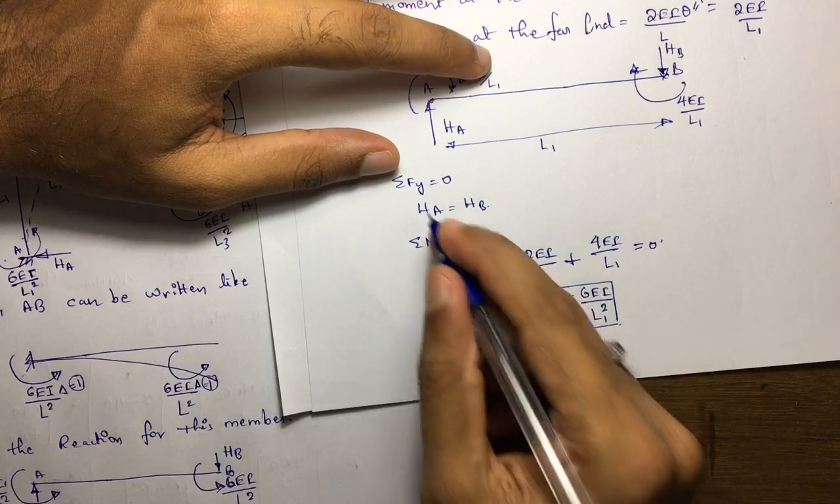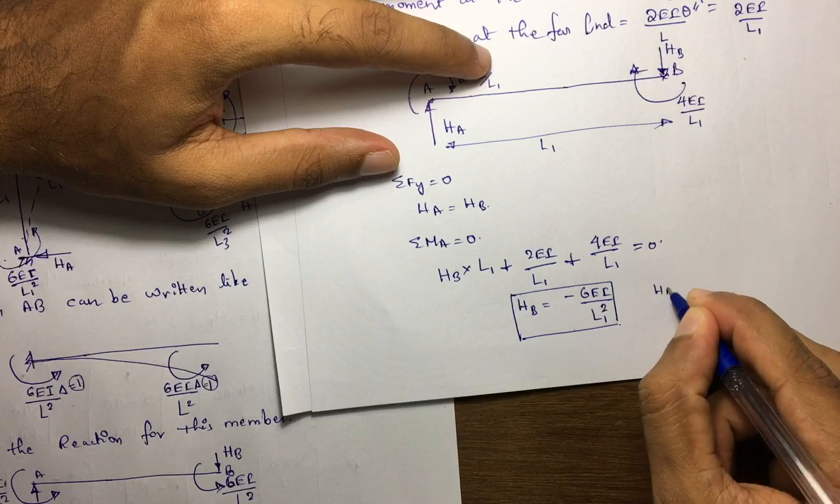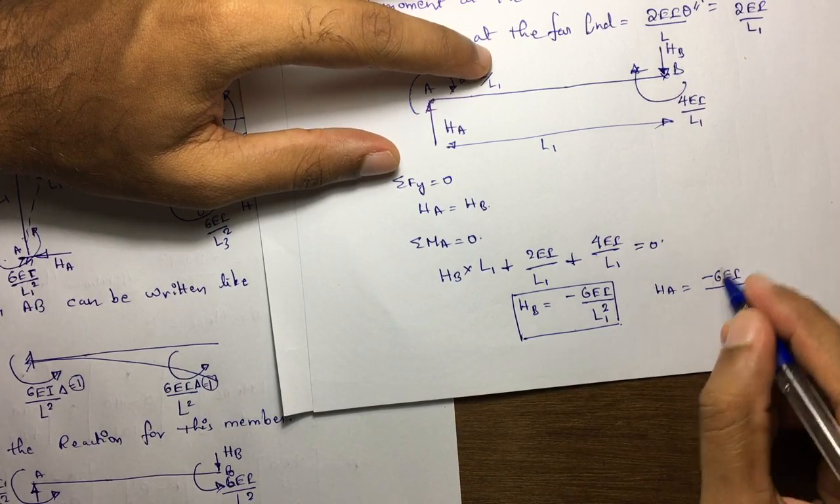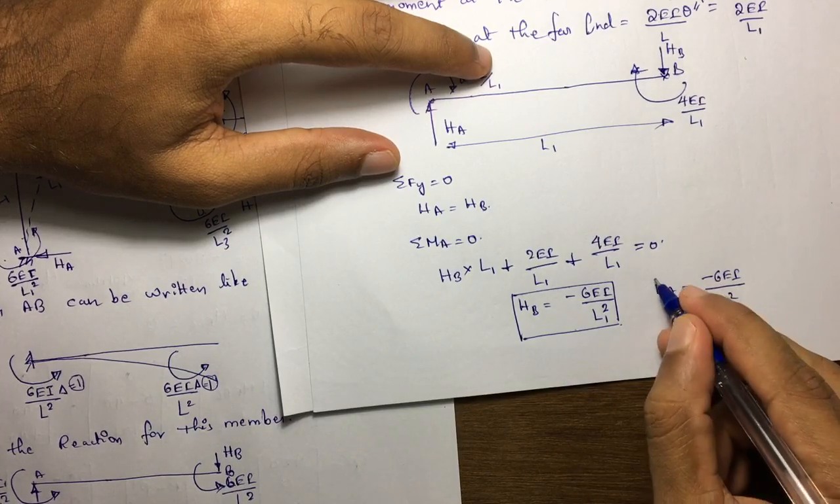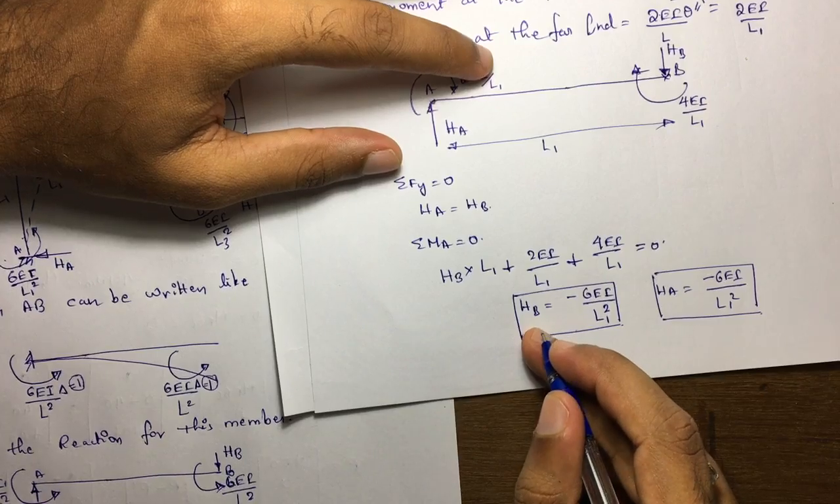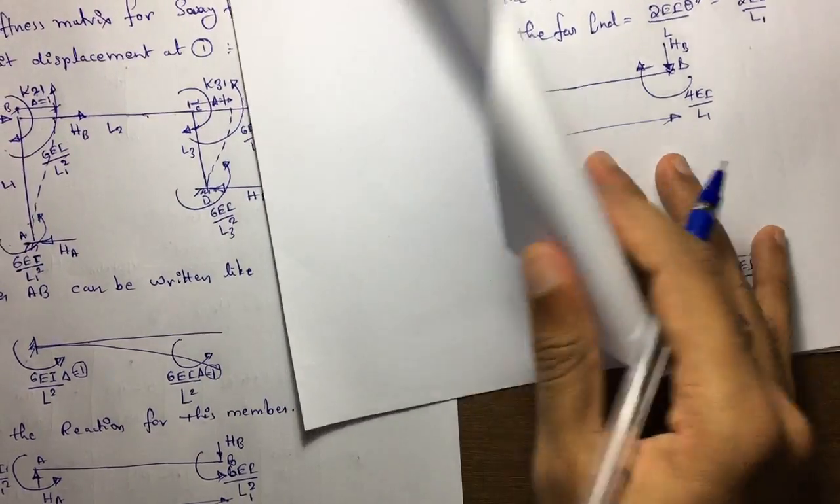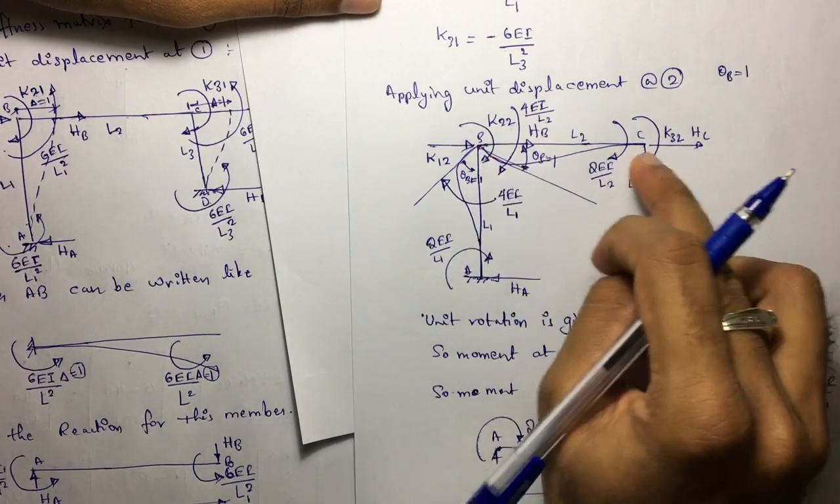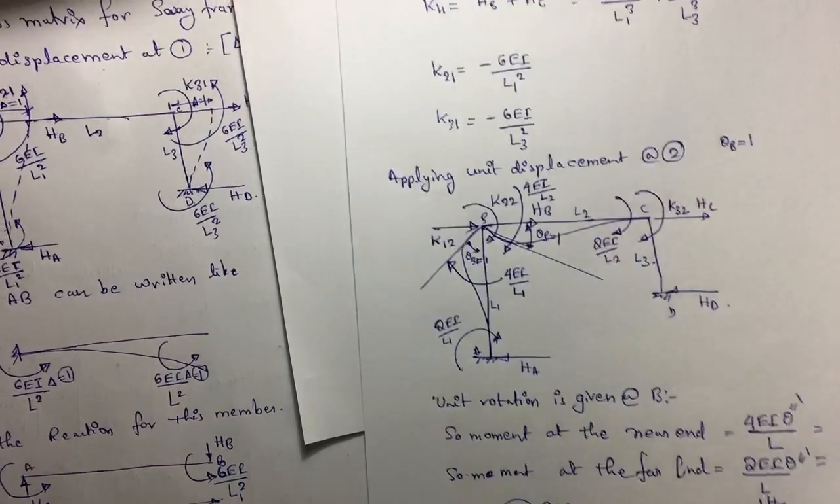So we know that HA is equal to HB, therefore HA is equal to minus 6EI divided by L1 square. HA is equal to HB, but we require only HB here. Now what we have to do is calculate the k12 value, k22 value, and k32 value.